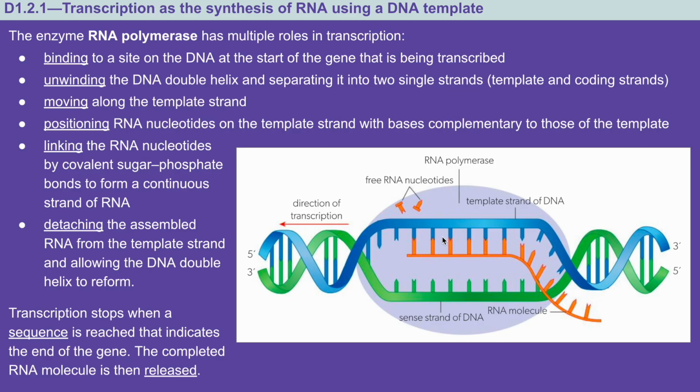Then it's responsible for detaching the assembled RNA from the template strand. The DNA double helix can reform, and this can be made an unlimited number of times. These copies can be made that exit the nucleus, which allows DNA, the master plan, to stay safe.